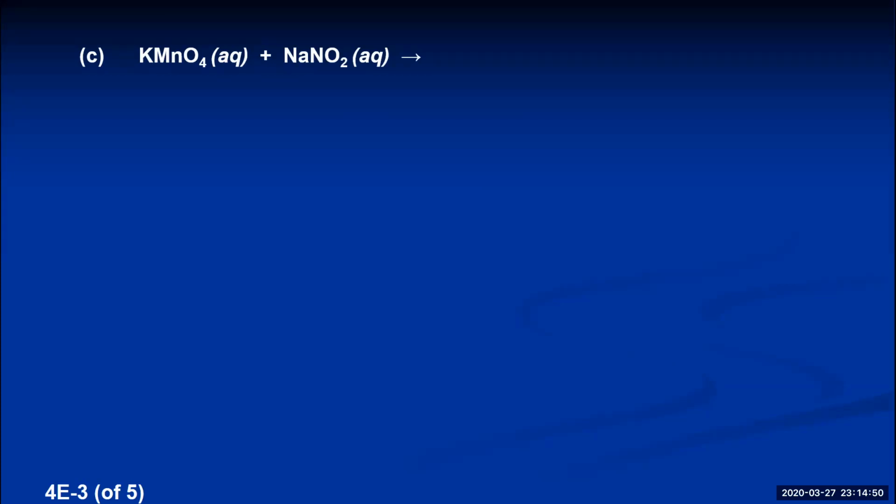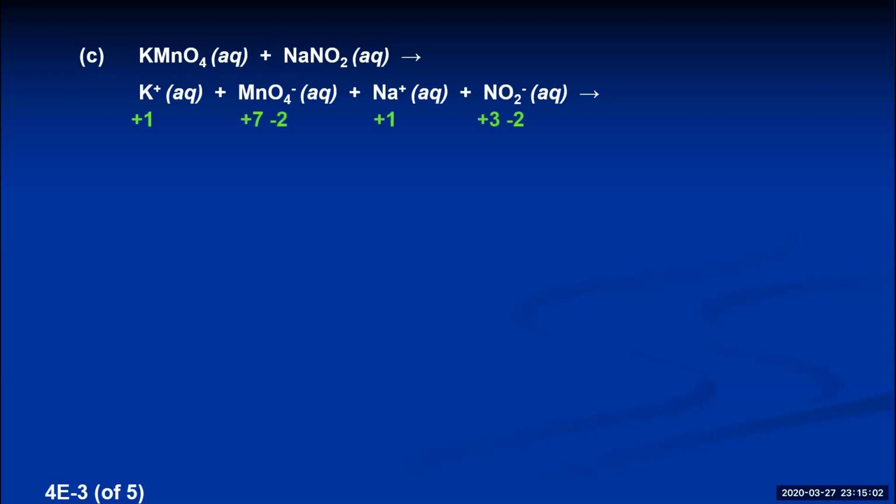Plan 9, write the reactants in ionic form. The first compound dissociates into a potassium ion and a permanganate ion in solution. The second one dissociates into a sodium ion and a nitrite ion in solution. The oxidation numbers: potassium's +1. In permanganate, manganese is 7, oxygen is -2. The sodium ion is +1. And in the nitrite ion, O is -2, so the nitrogen has to be +3.